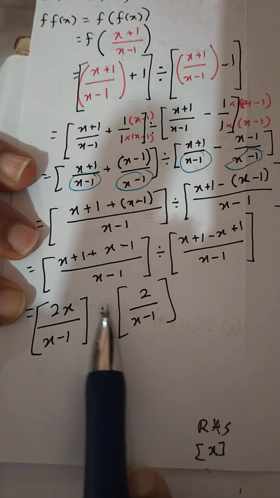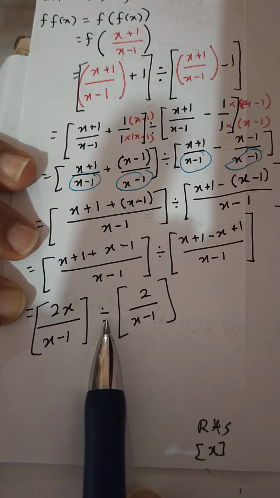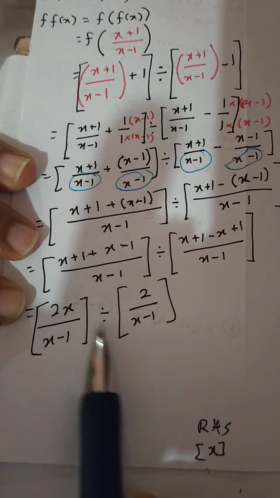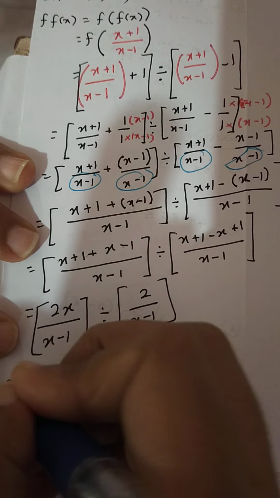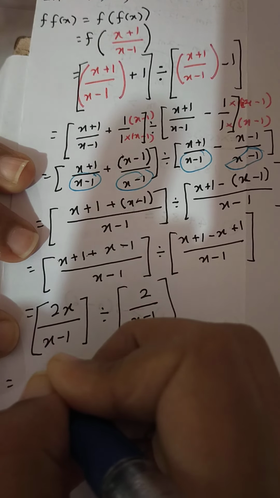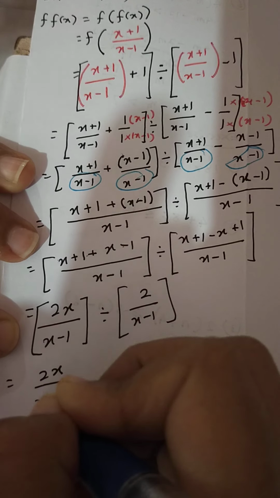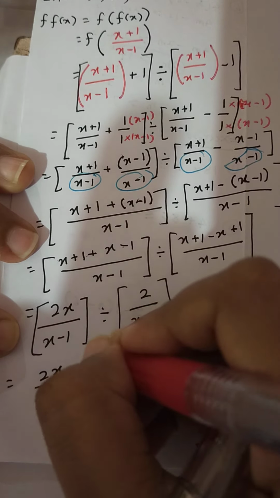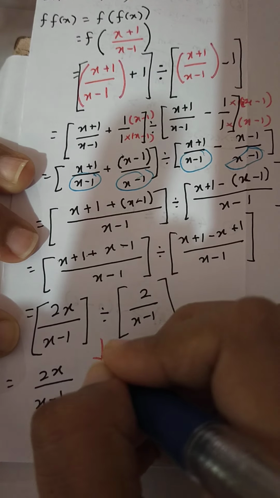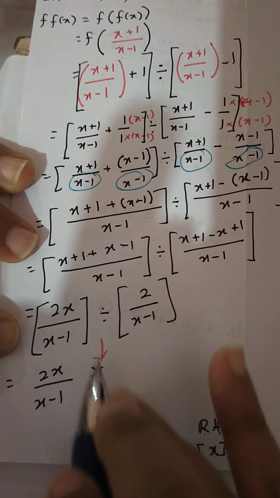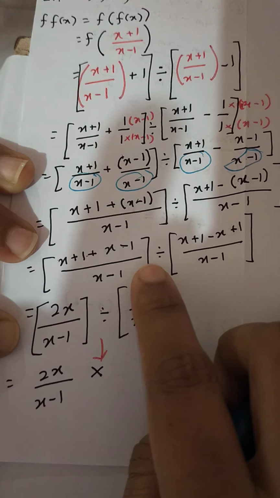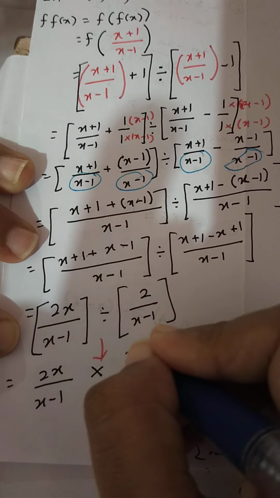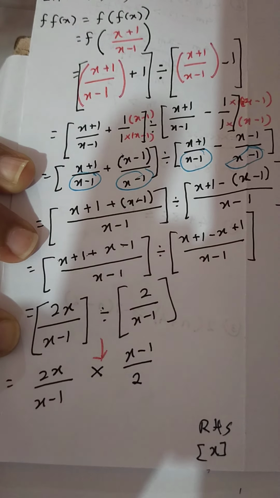So you look at here. This one is division. You cannot solve a fraction with division. You have to change it into multiplication. So you will have 2x over x minus 1. The first one will be just as it is. Now the division, you will change it into multiplication. When you change this one into multiplication, automatically this one will be flipped. You have x minus 1 over 2.